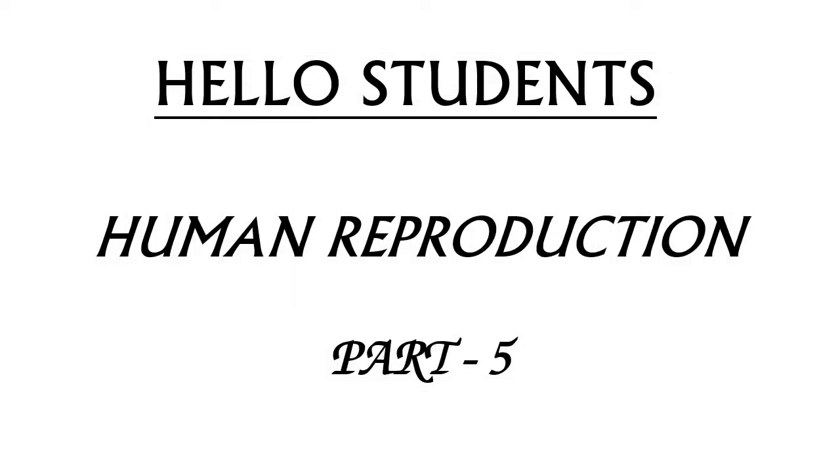Hello students, welcome back. Today we are going to discuss human reproduction part 5. The topic is follicular atresia.